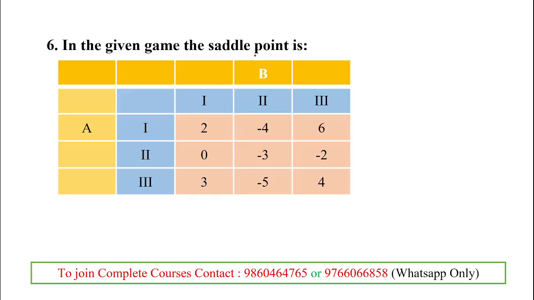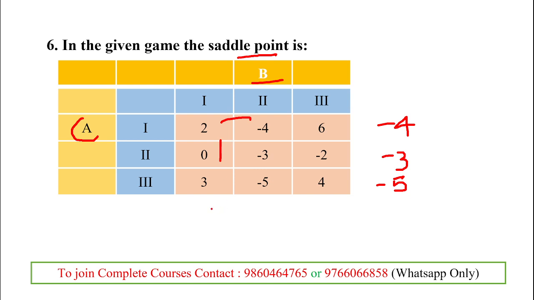Then the matrix is given, and you want to answer the saddle point. There are two players: first is player A and the second is player B. And from this we want to answer the saddle point. First case is row min. So this is the row and this is the column. In the first row we get the minimum value, that is minus 4. Then in the second row the minimum is minus 3. In the third row the minimum value is minus 5.